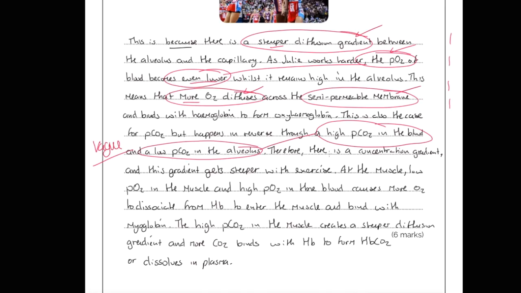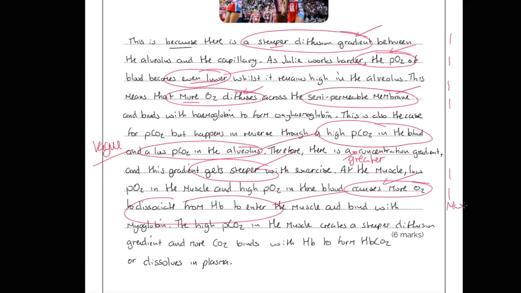And it would be the same in the alveolus, of course, because it's the external air. Therefore, there is a concentration gradient. Why didn't I say a greater concentration gradient? I'm not giving myself the mark, as this gradient gets steeper with exercise. At the muscle, low PO2 in the muscle and high PO2 in the blood causes more oxygen to dissociate and enter the muscle.